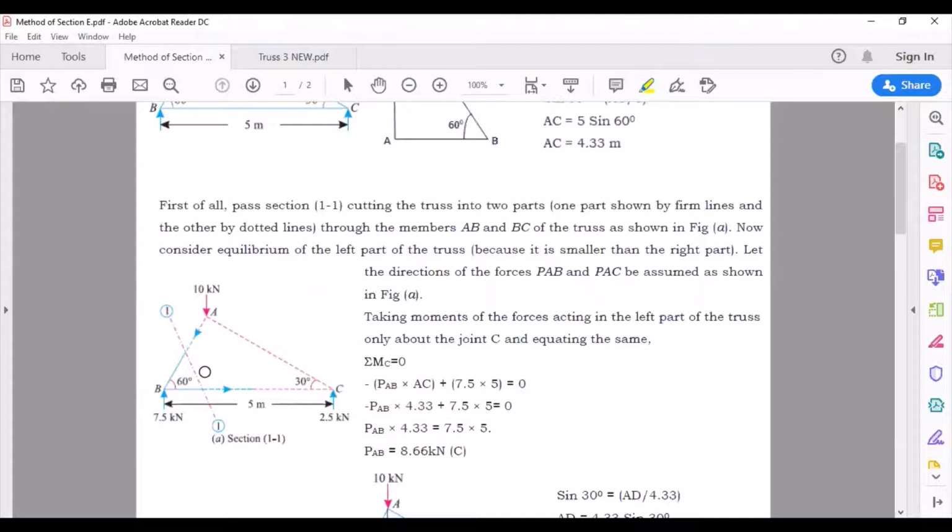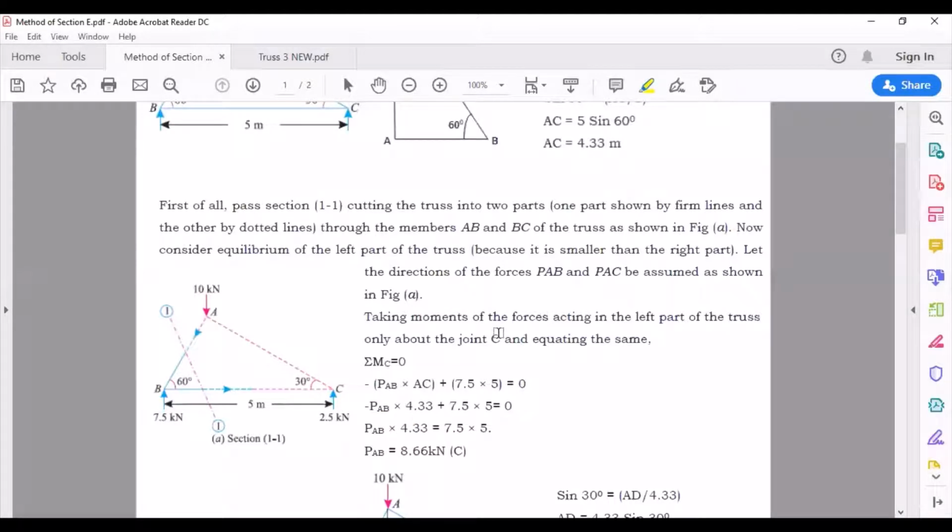Now I'll consider the left of the section, that is 1-1. When I'm considering the left of the section, I'm going to concentrate only on these three things: this member, that is AB, member BC, and this 7.5 kilonewton only. I should concentrate only on these three things. Now in order to analyze this, I have three equations of equilibrium, that is sigma Fx, sigma Fy, and moment. I can use all three equations of equilibrium.